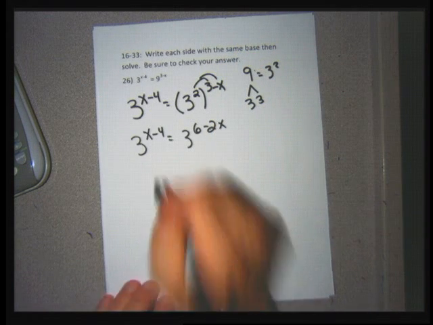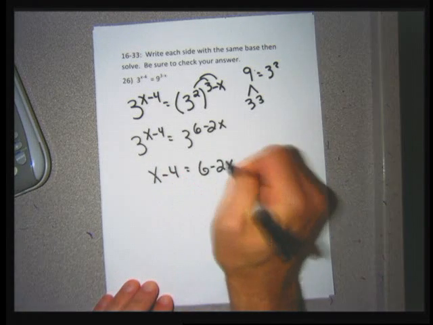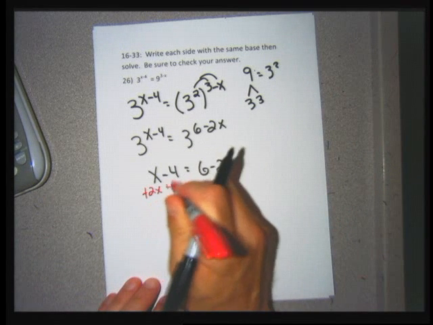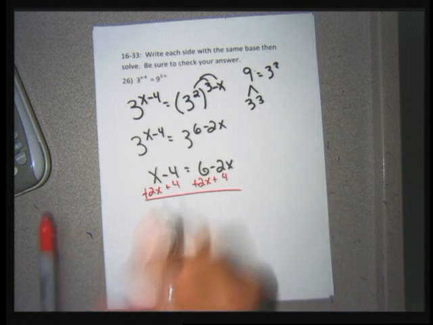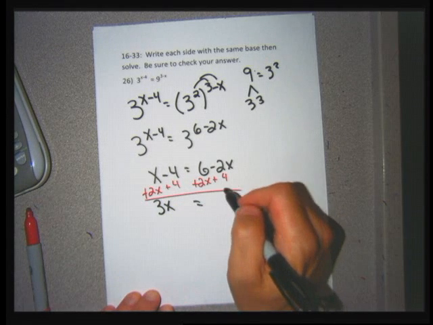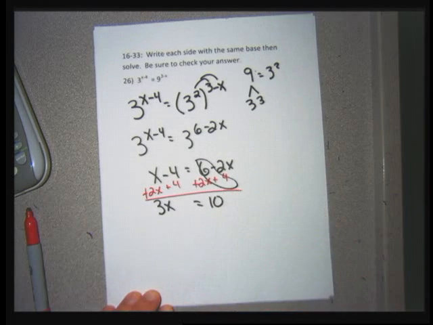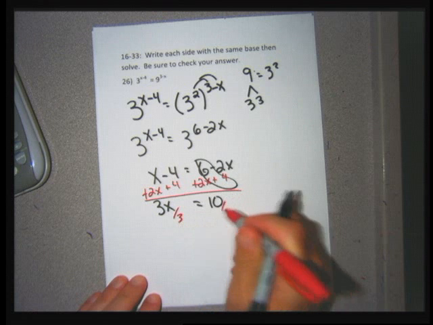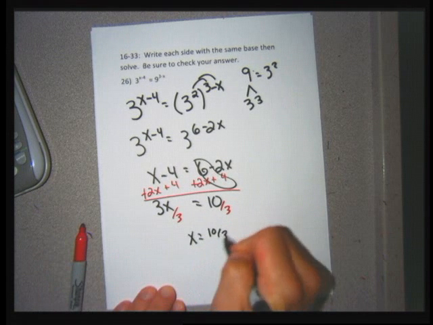Now I'm going to drop the bases and equate the exponents. I'm going to add 2x and 4 to both sides. When I do this, on the left side I get 3x. On the right side I get 10. And then I'm going to divide both sides by 3. And I get x equals 10 over 3 for what I think is the correct answer.